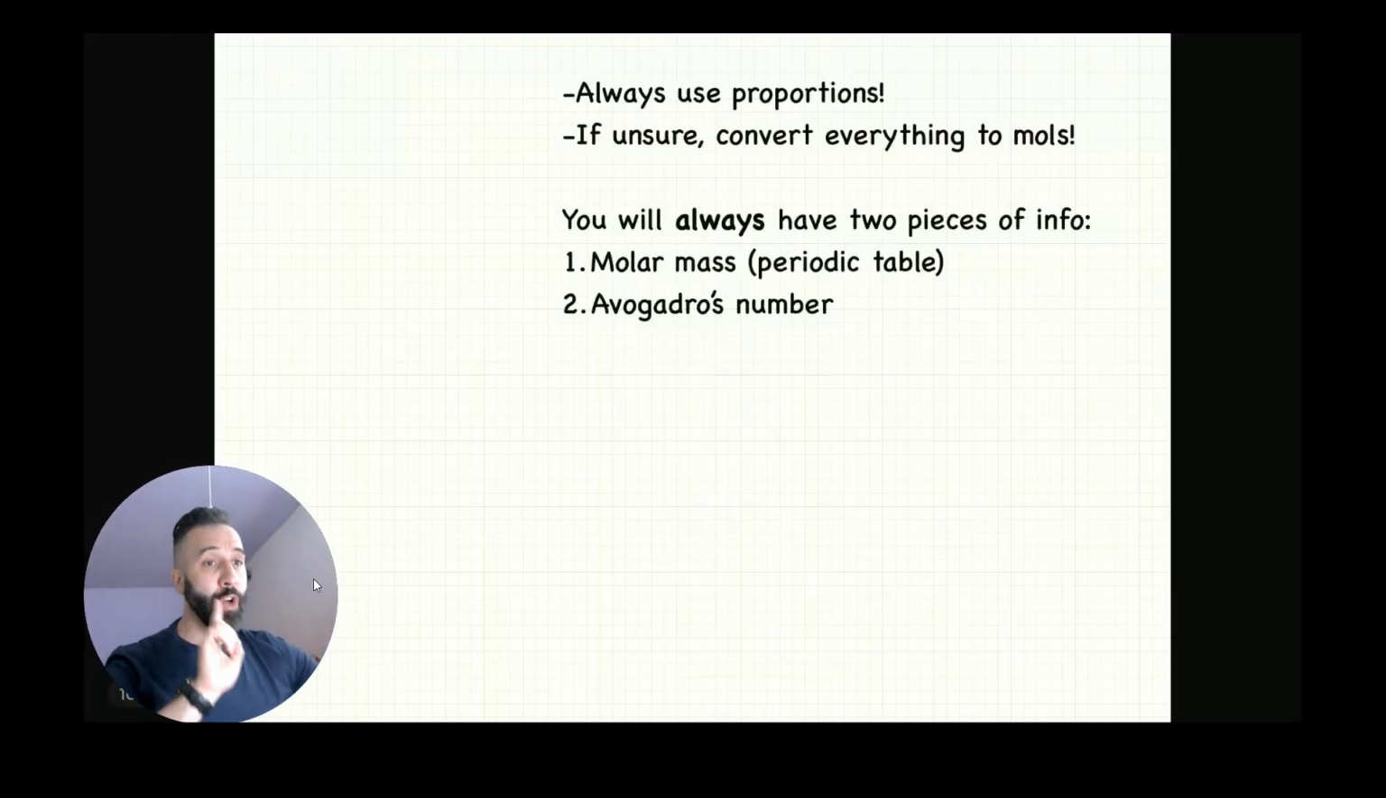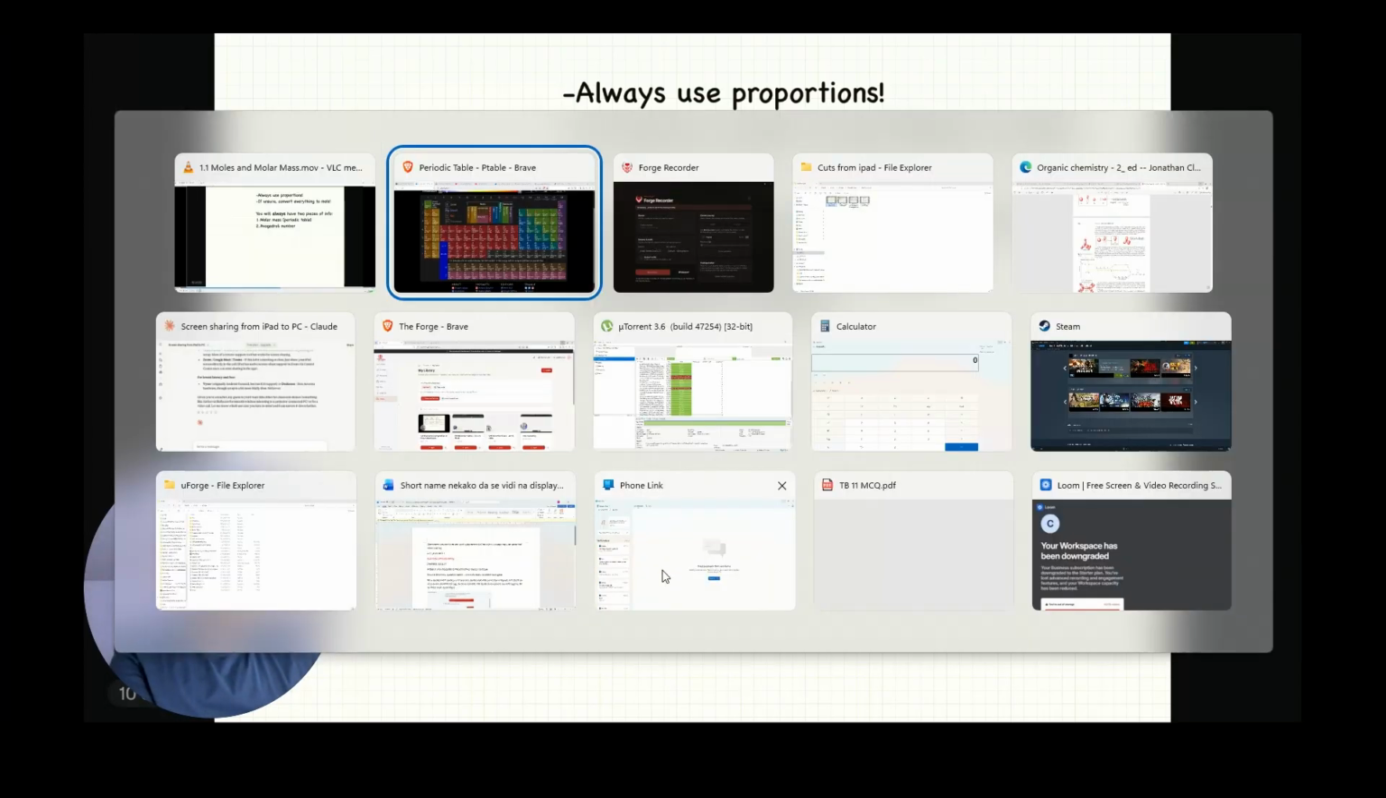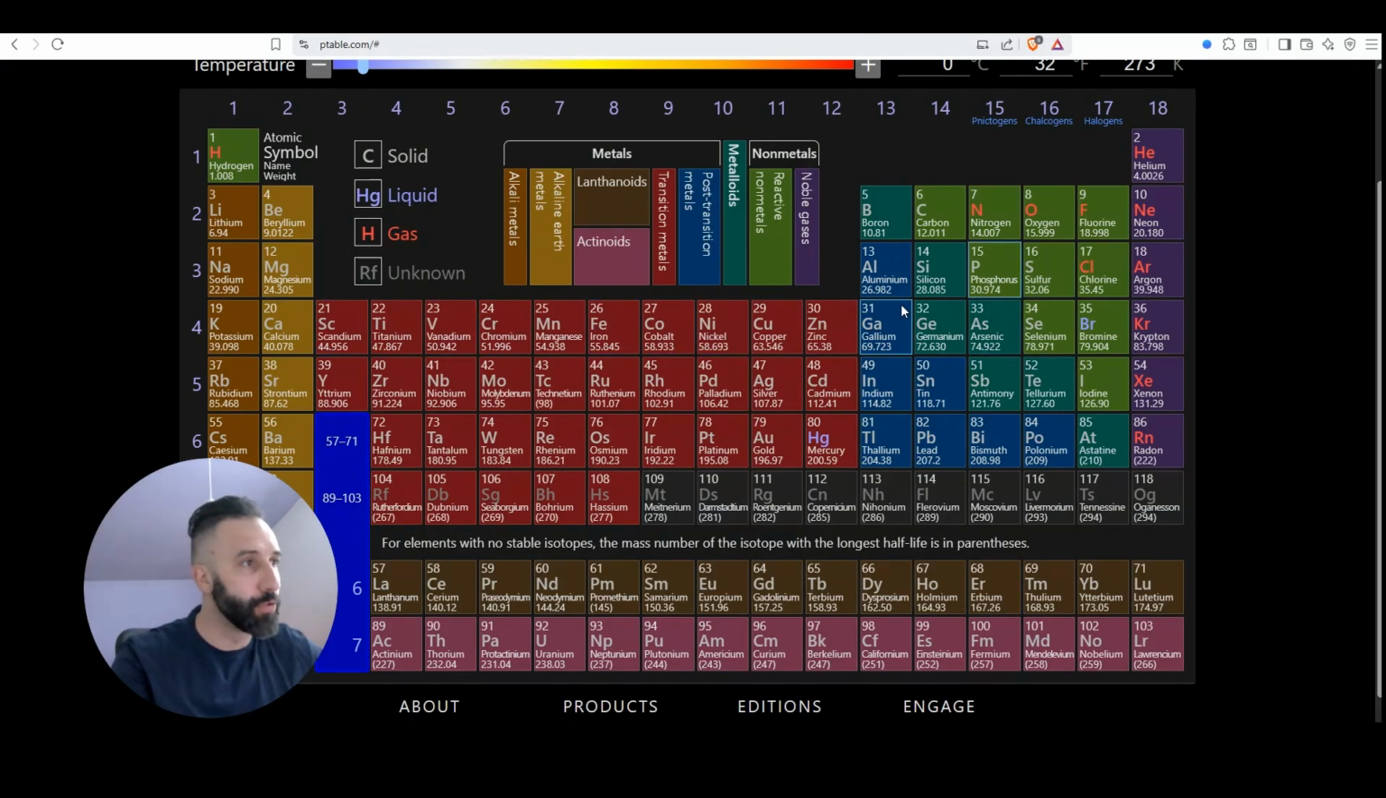You always have two pieces of information. Number one, Avogadro's number is always the same, and 1 mole always has Avogadro's number of molecules or atoms, depending on what it is. And the second thing, you always know the mass of 1 mole because you have the periodic table and you can just read the molar mass from there. Nobody is ever going to take that away from you. So always remember you've got these two pieces of information.